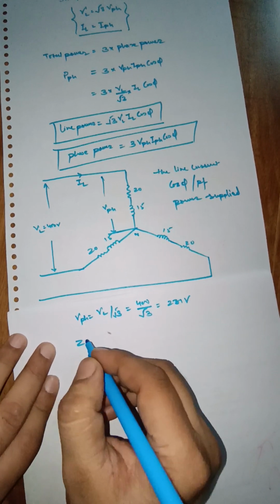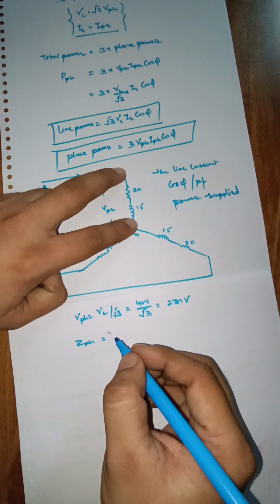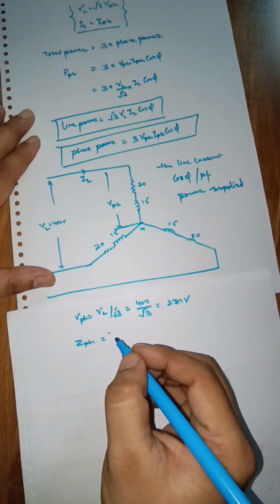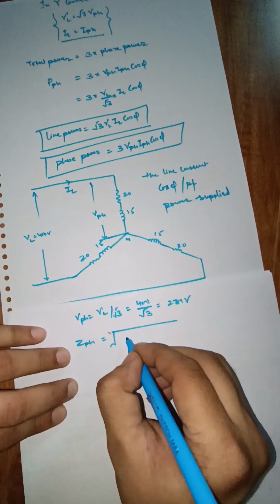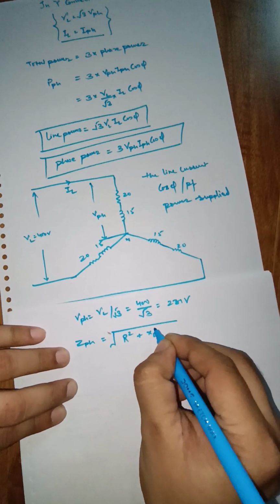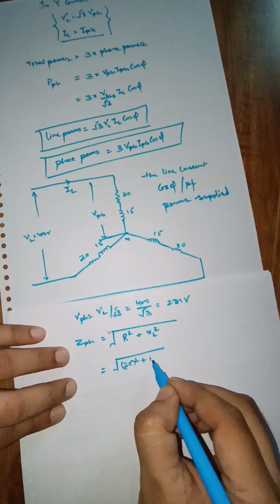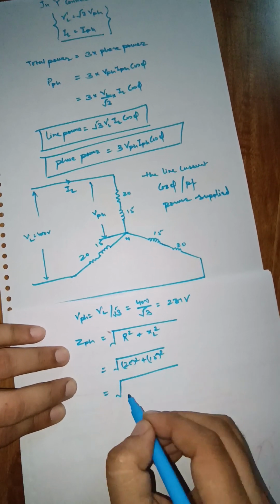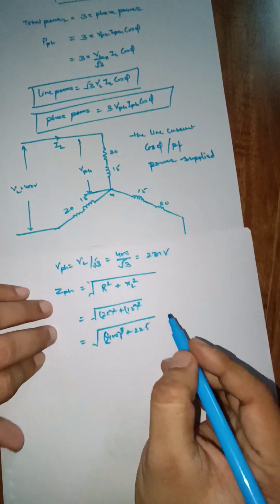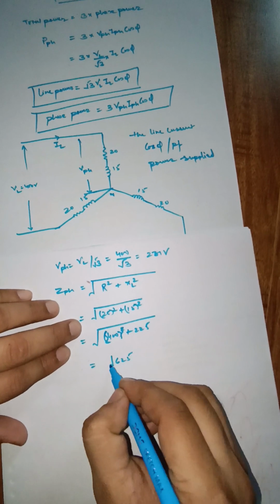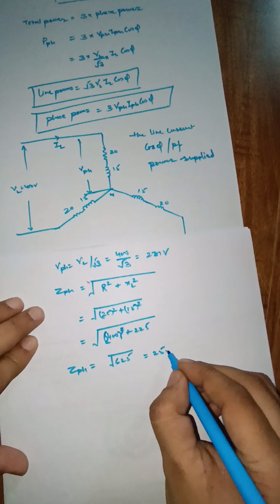Now we have to find Z, the impedance of each phase. Each phase is having one inductor and one resistor. So ZPH1, ZPH2 and ZPH3 all will be equal because they have the same value. So let me calculate ZPH. ZPH will be equal to the square root of R square plus XL square. Now R is 20, so 20 square plus 15 square. So it will be equal to 400 plus 225. So it will become root 625. So the value will be 25. So ZPH is equal to 25 ohm.